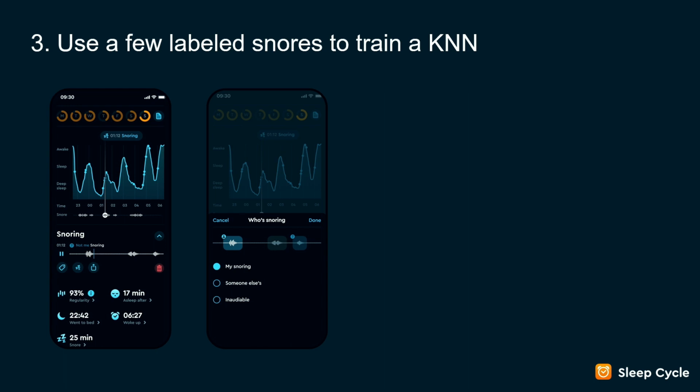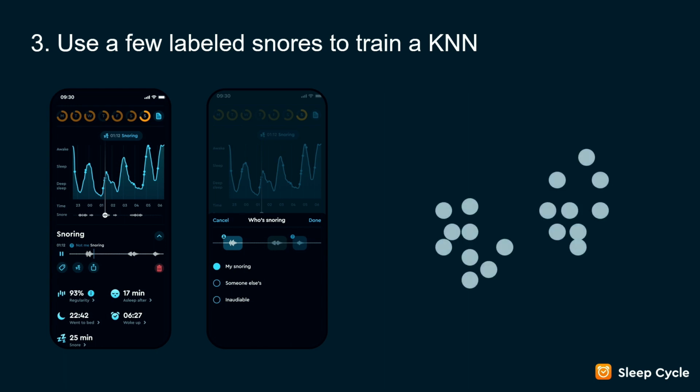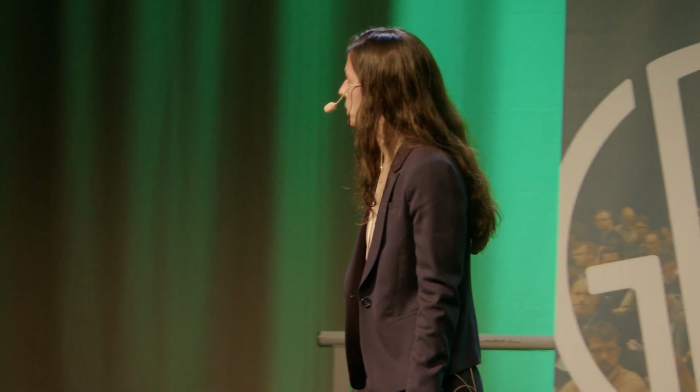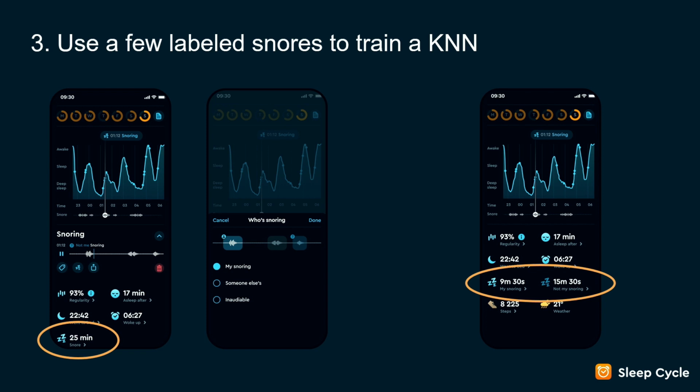And so for each snore, we create a snore embedding. So if these dots represent the snore embeddings from the night, the user says, okay, this is me, this is also me, this is my dog, these are my partner, maybe. And then we can use those with a simple k-nearest neighbor to attribute all of the snores as either the user or someone else. And then, of course, also update the snore statistics.